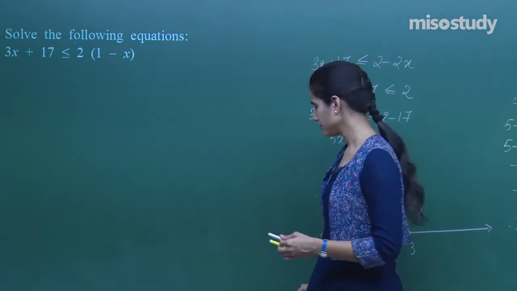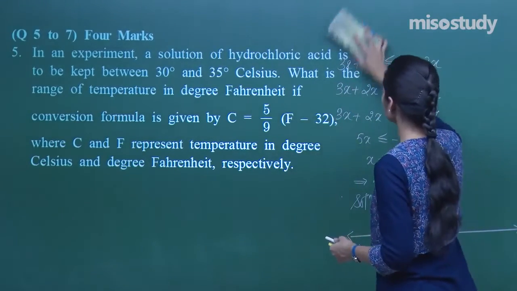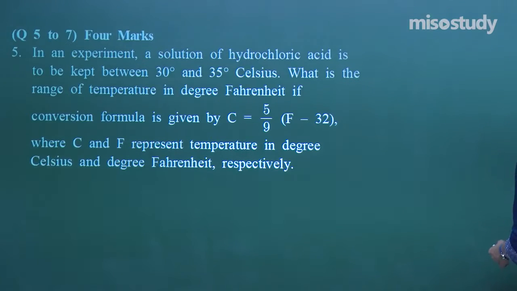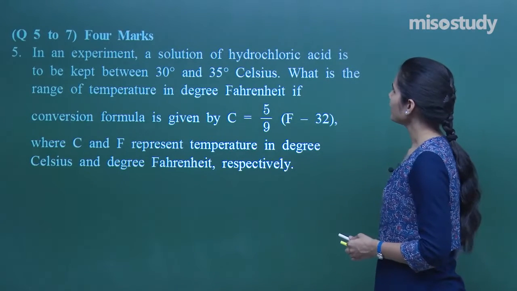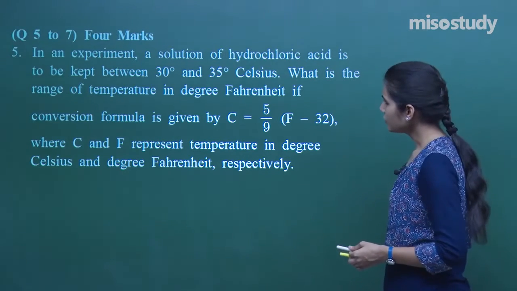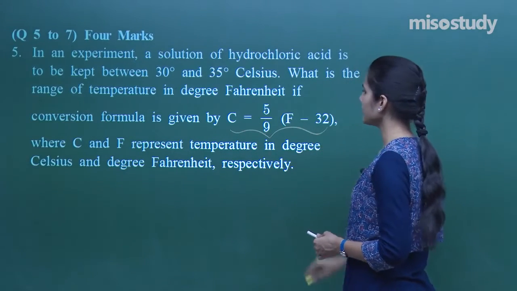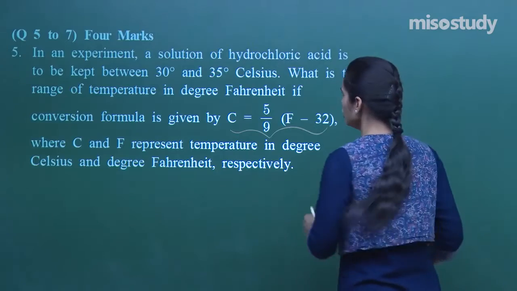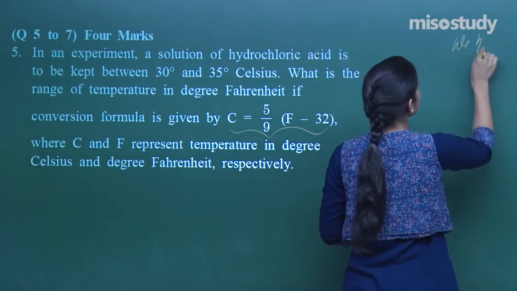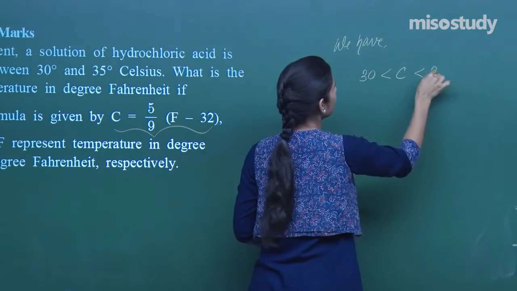on the real line. Next question says that in an experiment, what is happening is, let's try and understand this question. In an experiment, a solution of hydrochloric acid is to be kept between 30 and 35 degrees Celsius. What is the range of temperature in degree Fahrenheit if this conversion formula from Celsius to Fahrenheit is given to you? Fine. So in Celsius, the temperature is lying between 30 and 35.